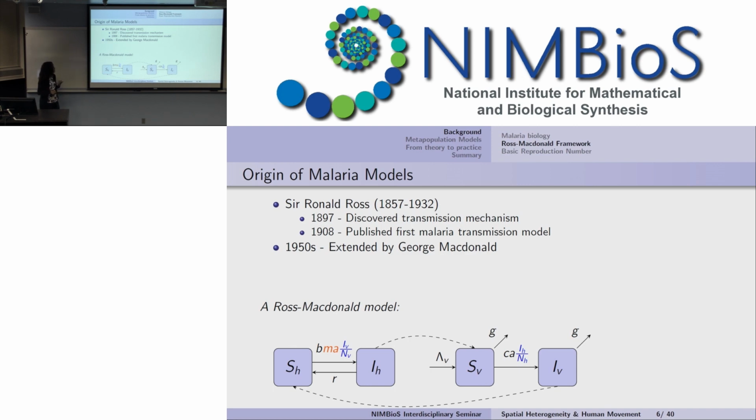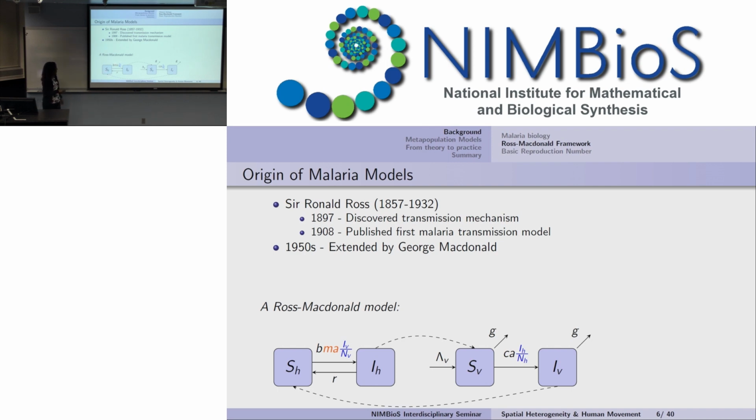So the basic idea is to divide up the human population into 2 groups: susceptible humans and infected humans. And similarly, we can divide up the mosquito population into susceptible and infected vectors. The only way that a human can become infected is if they're bitten by an infected mosquito. So that's denoted by this dashed arrow here.